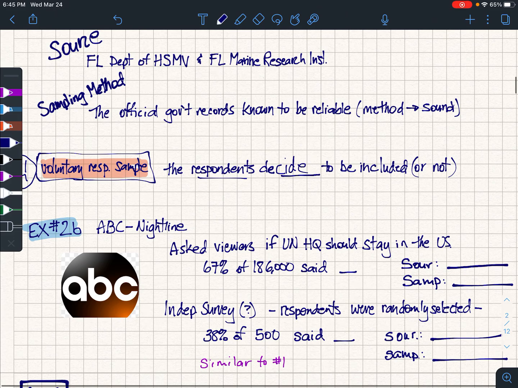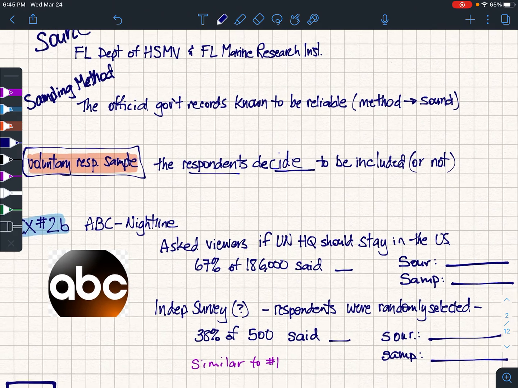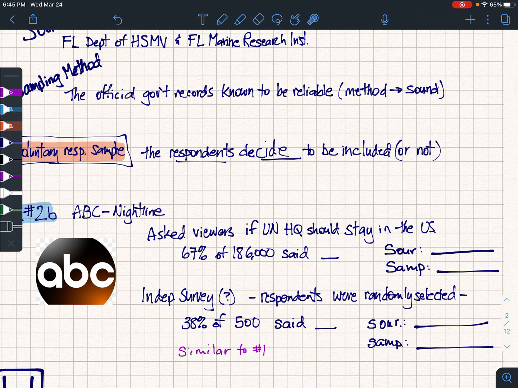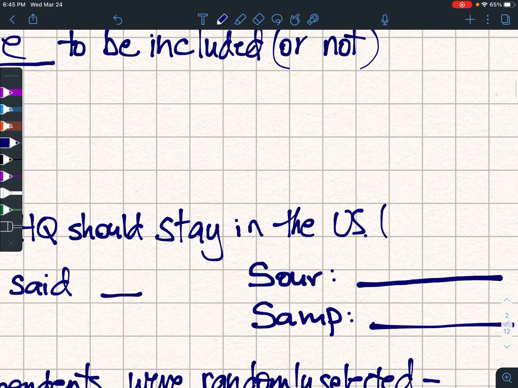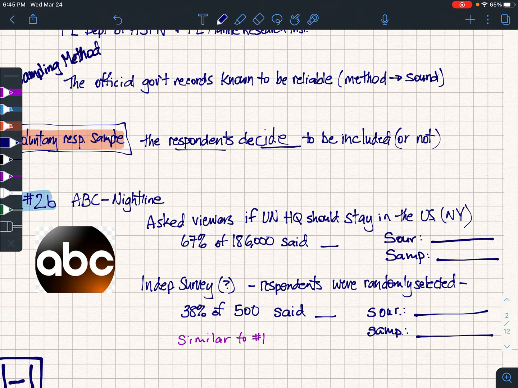Number 2, ABC had a show called Nightline, and a number of years ago there was a discussion on there about the UN headquarters, United Nations headquarters. Should that stay in the US? It's actually in New York. Very lovely, big, huge building. I visited it. It's quite nice.